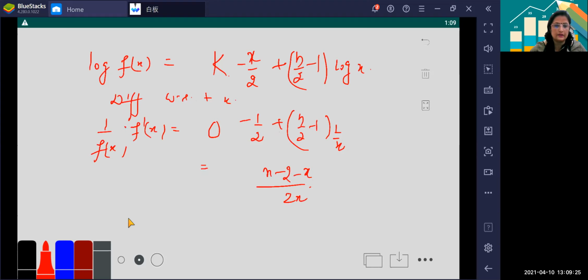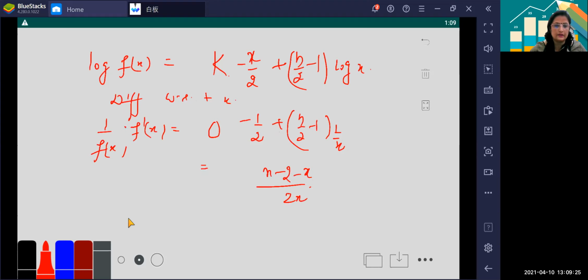Now when you will take the second derivative and you will check at x is equal to n minus 2, we get the double derivative is less than 0. It implies x is equal to n minus 2 is the mod of the distribution.